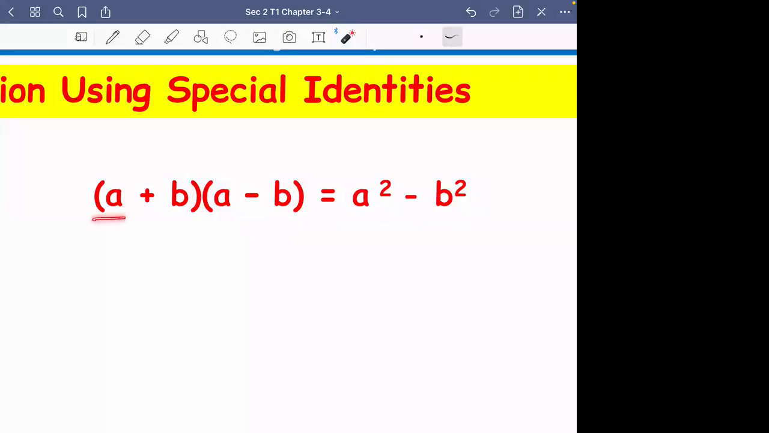They have the same terms. It's just that they have different signs. One is plus, one is minus. Okay, so let's have our first question.